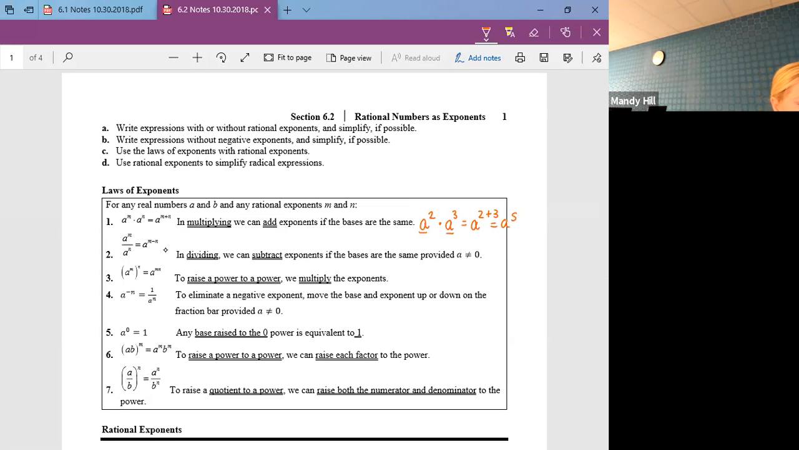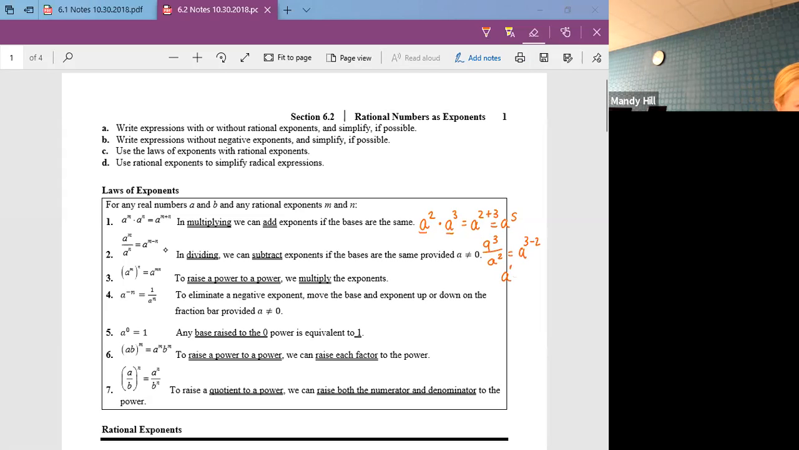Okay, if you're dividing them and the bases are the same, you subtract the exponents. So an example of this would be a to the 3rd over a squared. To get the answer, you're going to go a to the 3 minus 2, which is going to be a to the 1st. This is how you simplify these.